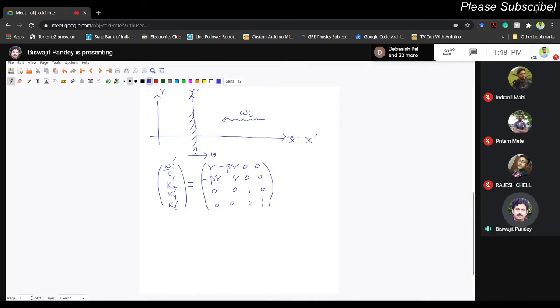And what are the components in the unprimed frame, that is the lab frame? Someone is observing the light in the lab frame. So this is omega I by c. This light is coming from this direction and getting reflected by a moving mirror. That is the problem. It's reflected by a moving mirror. So this is the time component. What is the x component? What is the x component of the four-wave vector in the lab frame?